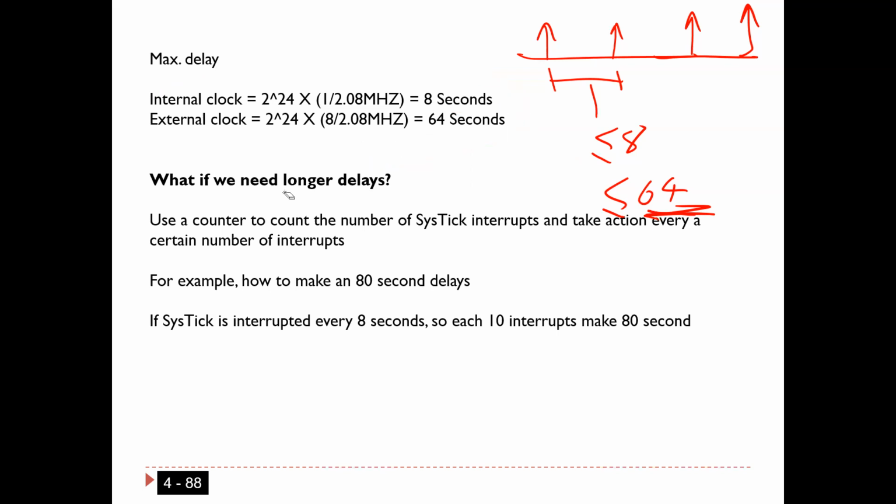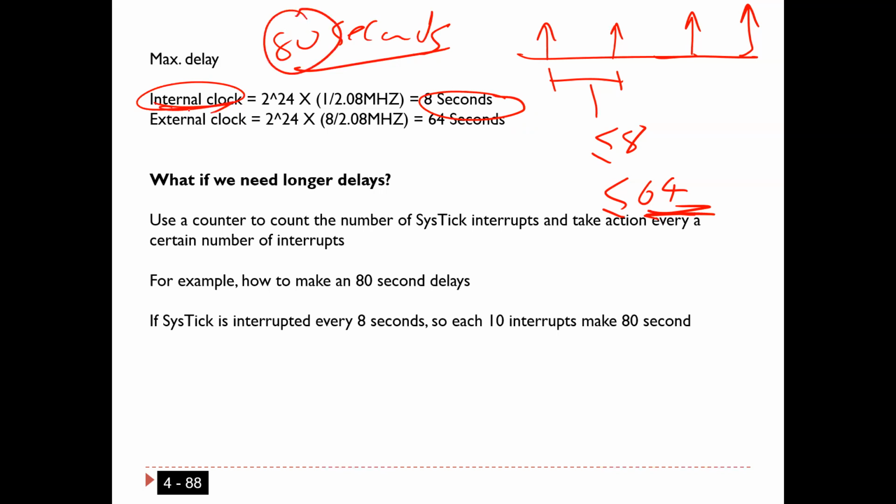For example, what if I'm going to use the internal clock, but I want to do something every 80 seconds? So what can I do? You understand the question? I cannot trigger interrupts more than 8 seconds apart, because this is the maximum, this is the limit. So now the question is, what if I want to do something at an interval longer than that, for example every 80 seconds, and I want to use the internal clock? What can we do? Okay, there is a very simple thing we can do.